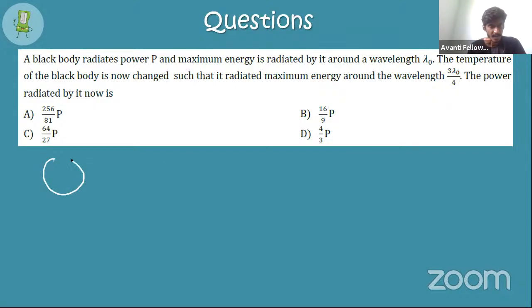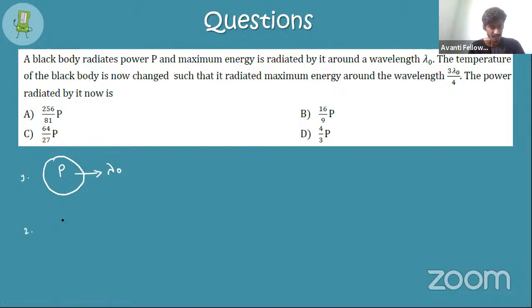A black body radiates power P, and the maximum energy radiated by it is at wavelength lambda. So the black body is emitting power P, whose peak wavelength is lambda. The temperature of the body is now changed. So this is case 1. Now there is case 2.